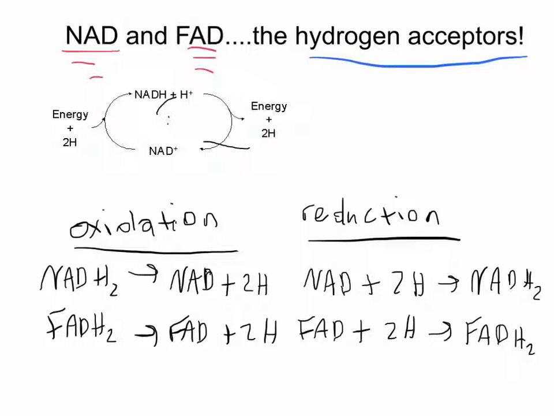NAD is nicotinamide adenine dinucleotide. I'm not going to ask you to write that out; I could barely even say it, I had to practice before I made the video. And FAD is flavin adenine dinucleotide. Both of these are known as coenzymes, which means they help reactions to occur. They're basically helping respiration to occur.